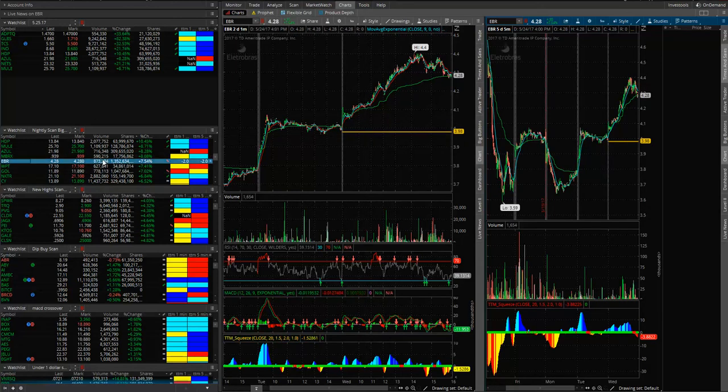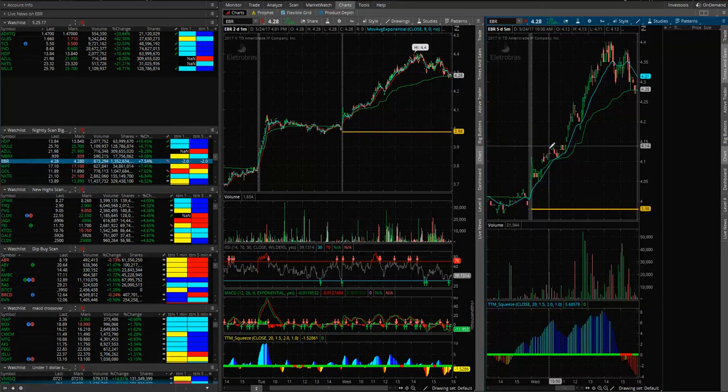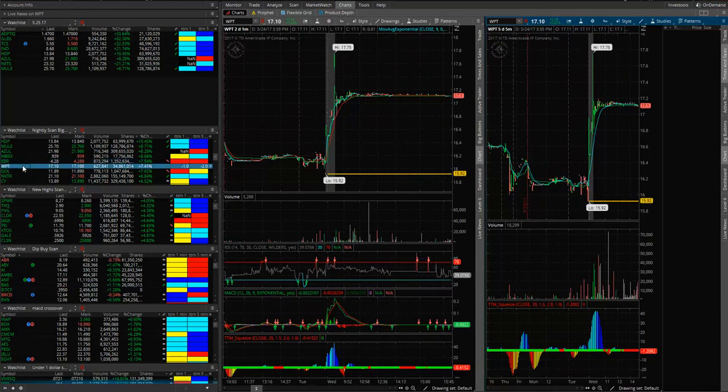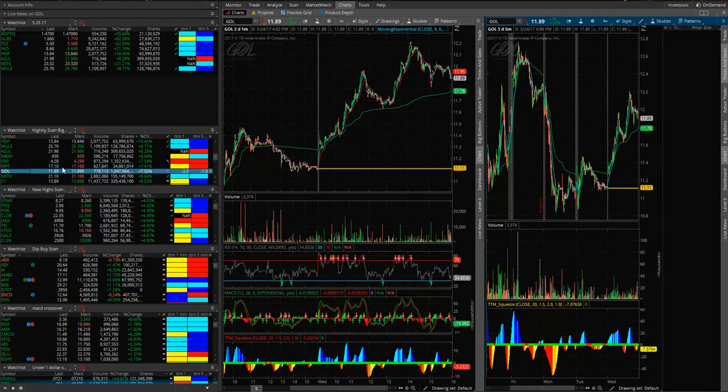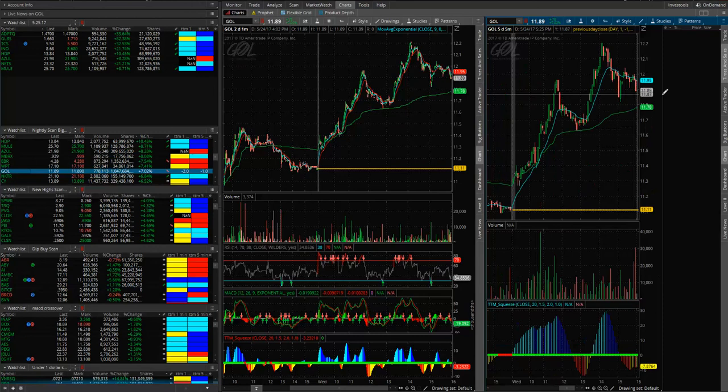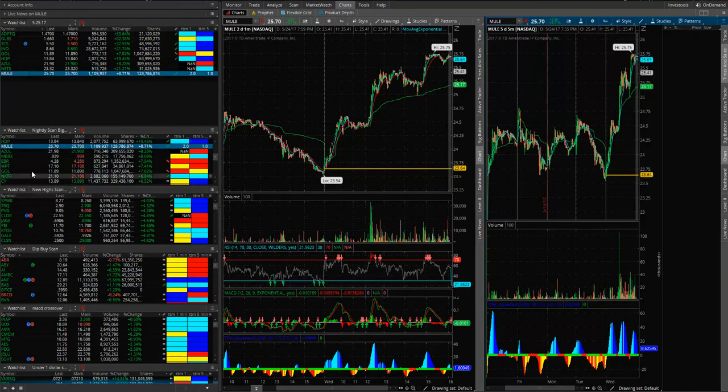EBR, not too liquid, but it had its nice move, all right? Went from 4 to 4.40, bounced off VWAP. So do I put it on the watch list? Nah, let's go. WTP, no. GOL, it's a stock that I've traded in the past. GOL moves on news, it definitely moves. Not super liquid though, but I'll put it on the watch list because I've traded this before and I know when the attention starts coming in, it can absolutely run.